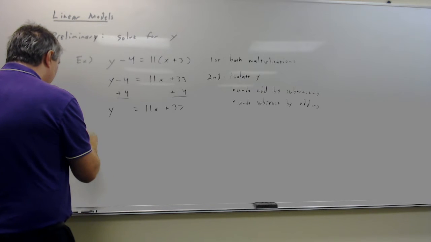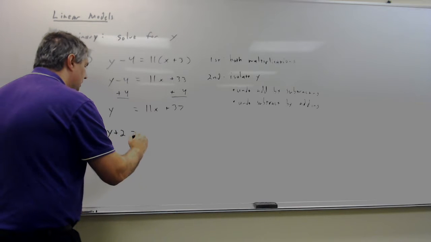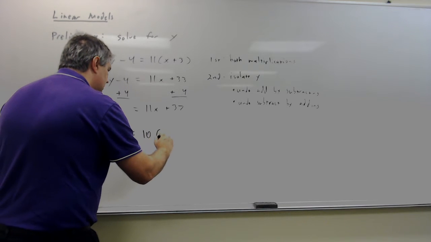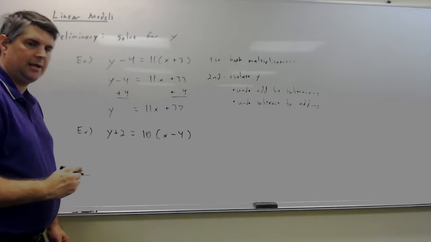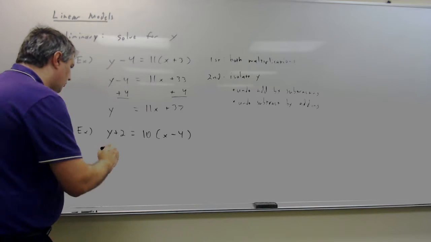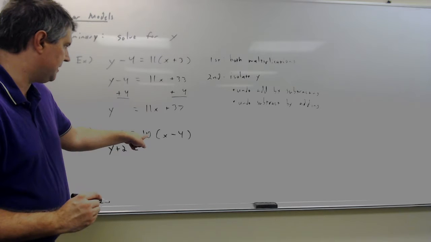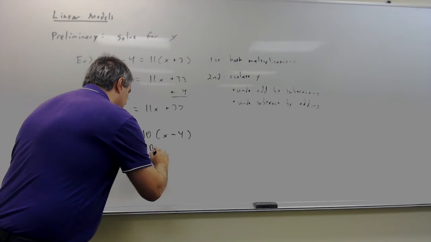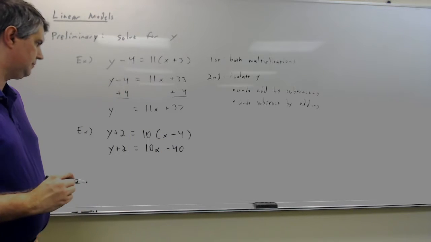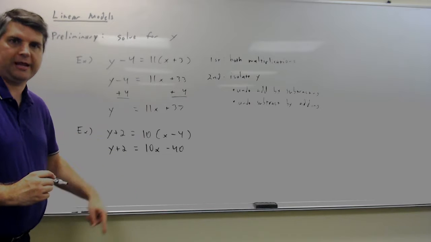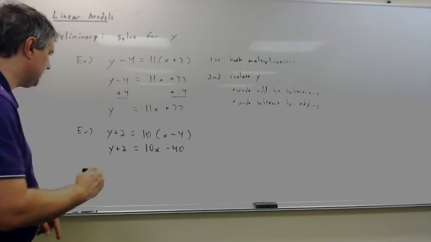Here's another example. y plus 2 equals 10 times x minus 4. So first, I do the multiplications that have to be done. So that's going to be 10x, and 10 times minus 4 is minus 40. So I've done both the multiplications. Now I'm ready to subtract the 2. I would undo addition by subtracting.